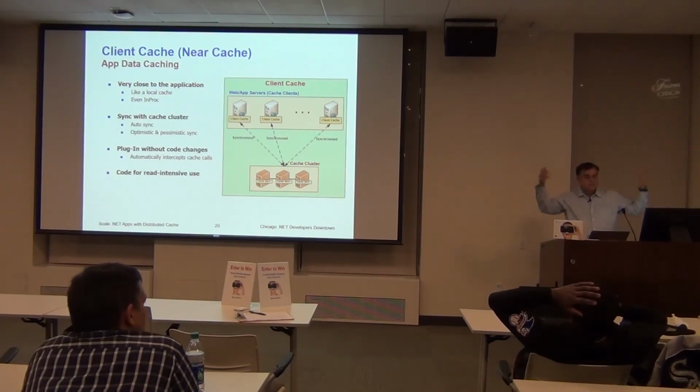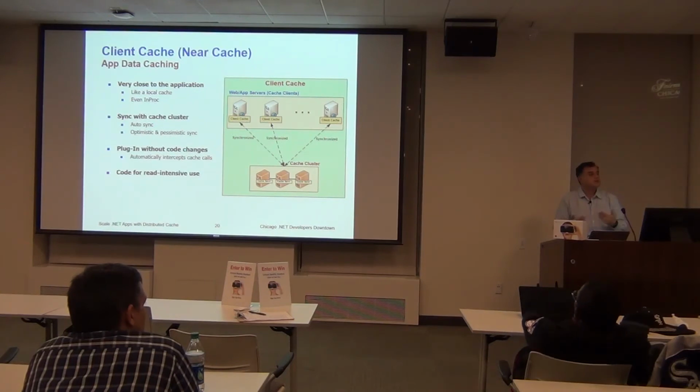Now you get none of the limitations, but the benefits of super fast are provided through this client cache or near cache feature. So if you use a distributed cache, make sure that you use this feature. And this is an application data caching feature. You don't use this with sessions. You do this when you do more reads than writes.